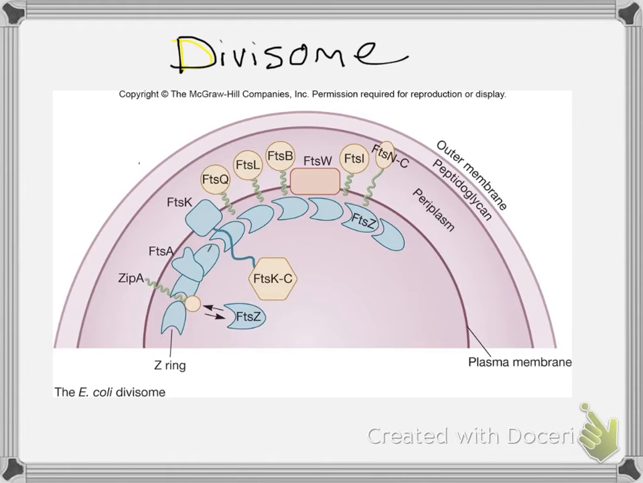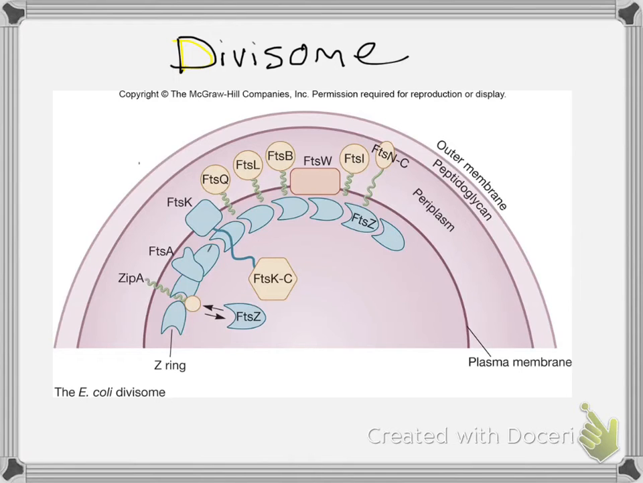What you want to notice is that a large part of our divisome apparatus is on the inside, on the cytoplasmic side of our plasma membrane. There are a number of proteins in the periplasm, these here that are anchored, and they're going to have functions that will be more important in terms of peptidoglycan synthesis for the most part. So let's look at some of these structures first.